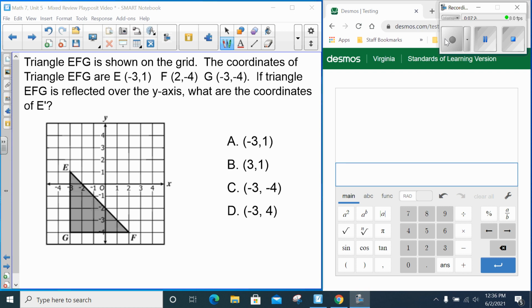Question 4 says, triangle EFG is shown on the grid. The coordinates of triangle EFG are E -3, 1, F 2, -4, and G -3, -4. If triangle EFG is reflected over the y-axis, what are the coordinates of E prime?